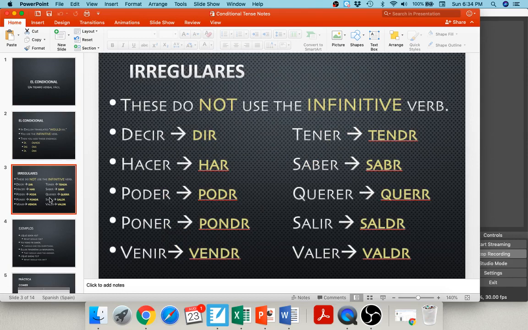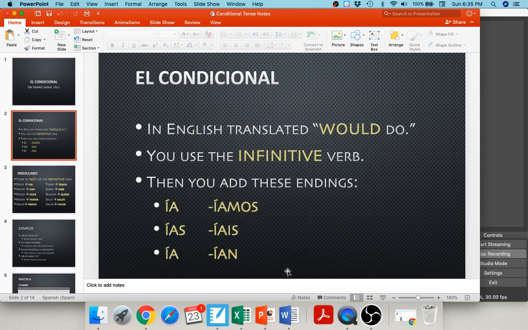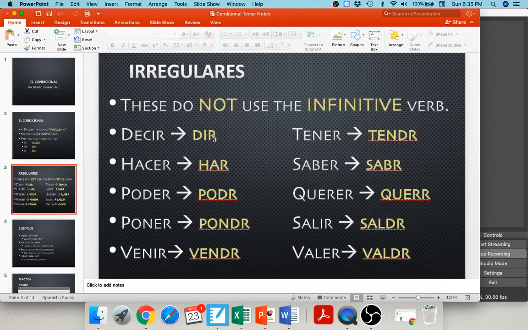Okay? Now, you do have some irregulars, verbos irregulares, in the conditional tense, just like you did in the future. Actually, the same verbs are irregular in both tenses. So, all the verbs that you see here have the same irregular stem that they had with the future. Decir became dir. So if you can memorize the stem, you can take the conditional ending and add on there. So decir becomes dir, hacer, har, poder, podr, poner, pondr, venir, vendr.